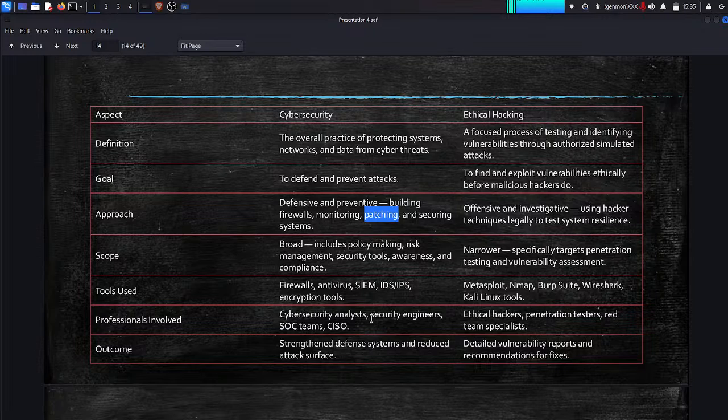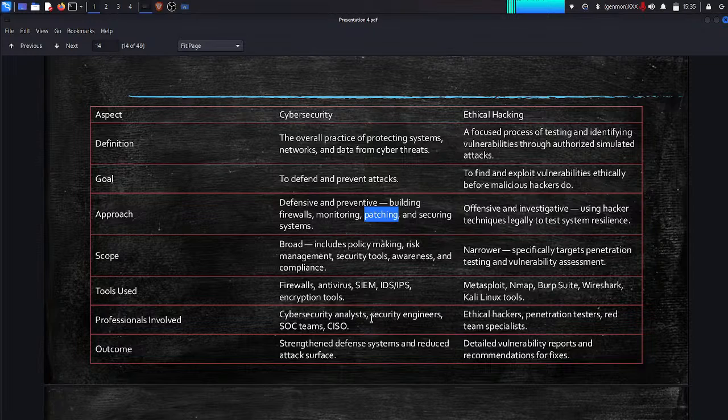Cybersecurity analysts are those who analyze before the development or deployment of any kind of project. So there are security engineers, there are SOC team analysts. SOC stands for security operation center, and they do the monitoring throughout the development of a project. So we have the CISO, Chief Information Security Officer.